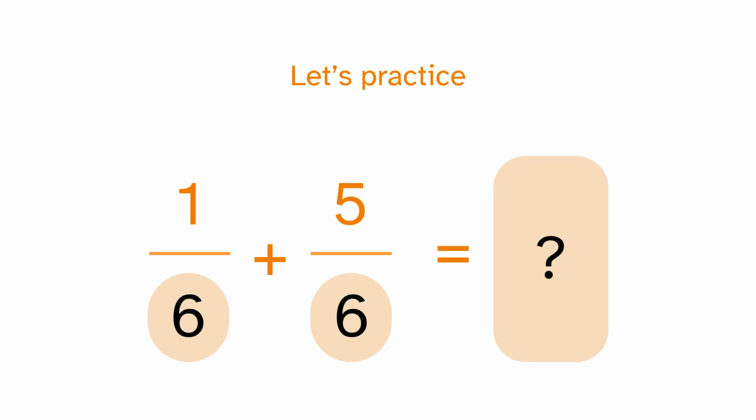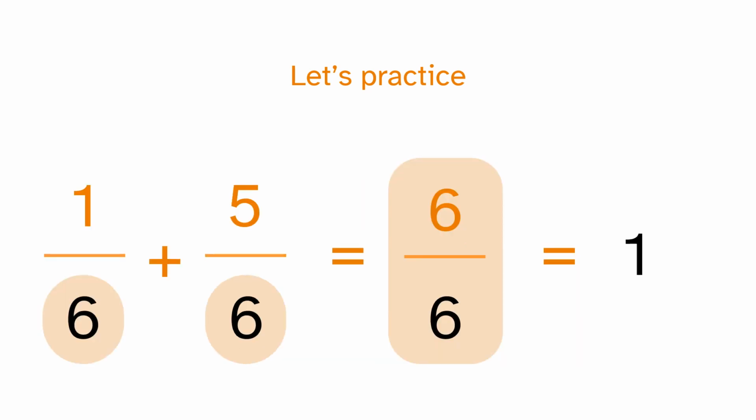And here's another one. When we're adding fractions, we keep the denominator the same, so it's 6. And 1 plus 5, our numerators, also equals 6. So what do we do here? Here, we must remember that any number divided by itself gives 1. So 6 divided by 6 equals 1.